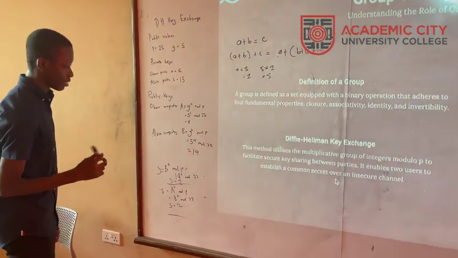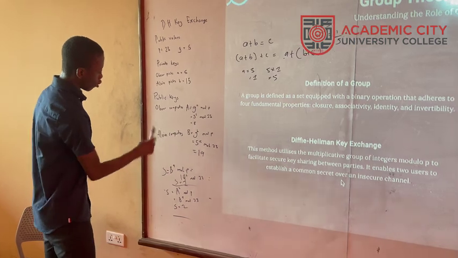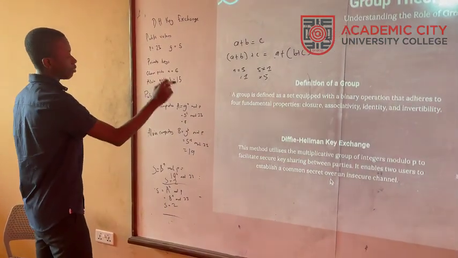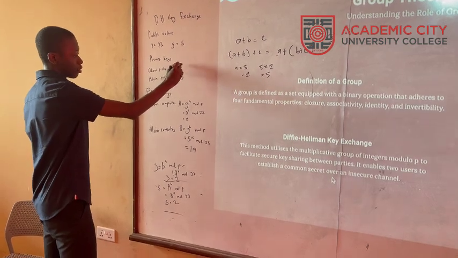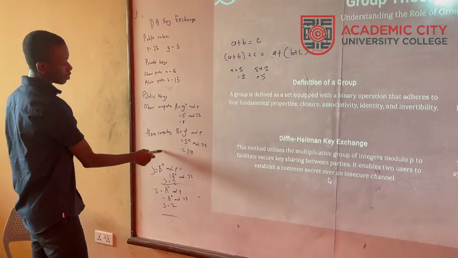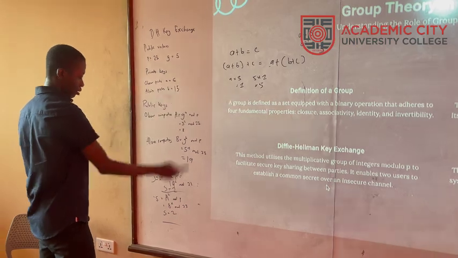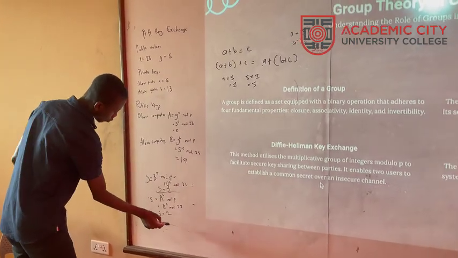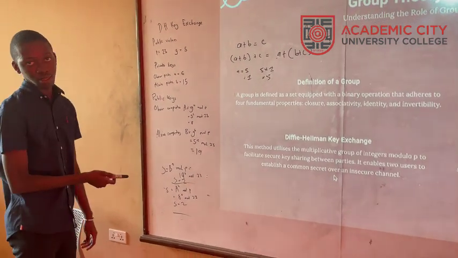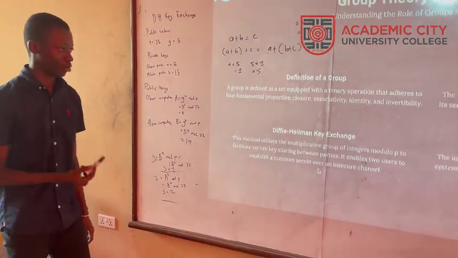Now when you want to find the secret key that they will both be using to encrypt and decrypt, Obor takes Alvin's public key, that's 19, and raises it to the power of his private key, which is 6, modulo 23, which gives him 2. Now Alvin takes Obor's public key, raises it to the power of his private key, which is 15, and then modulo 23, which gives him 2. So in the end, they both get the same value. That becomes the shared key, and they are the only ones who have access to it, so no one else can access it.